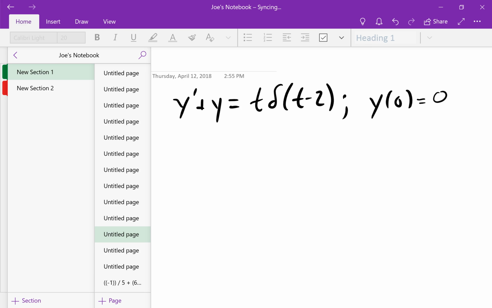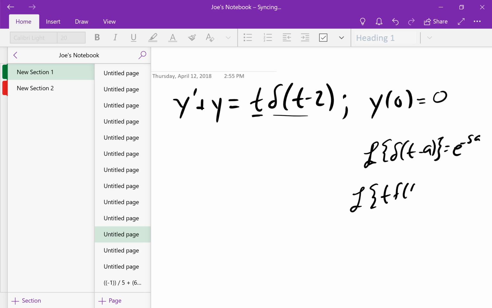We know that when we do the Laplace transform of just Dirac delta of t minus a, that becomes e to the negative sa. In this case, we have t times the Dirac delta function of t minus 2. So remember, when we multiply by a t on the outside, the theorem that we want is if we have t times f of t, we do the negative derivative with respect to s of the Laplace transform of f of s.